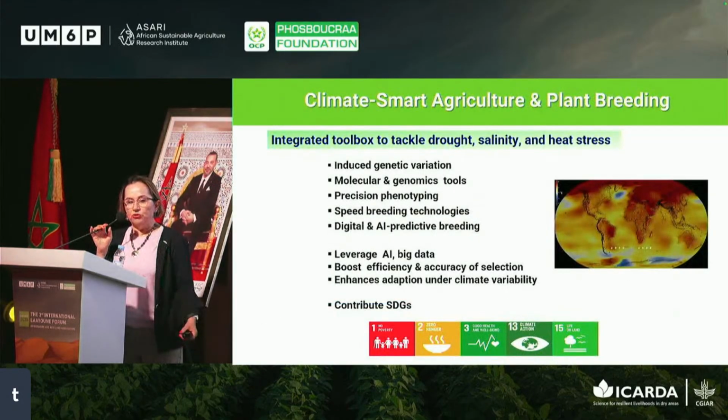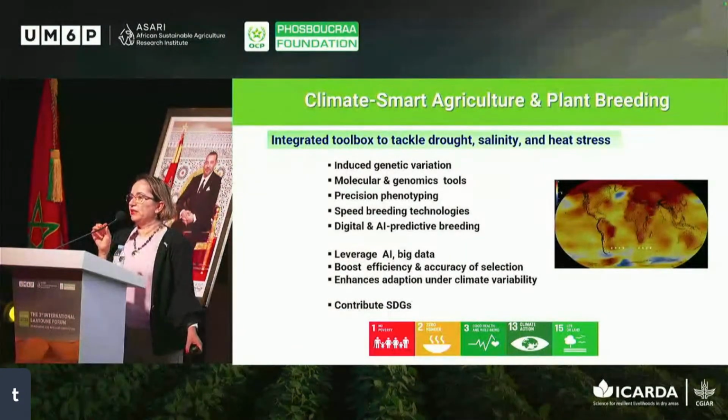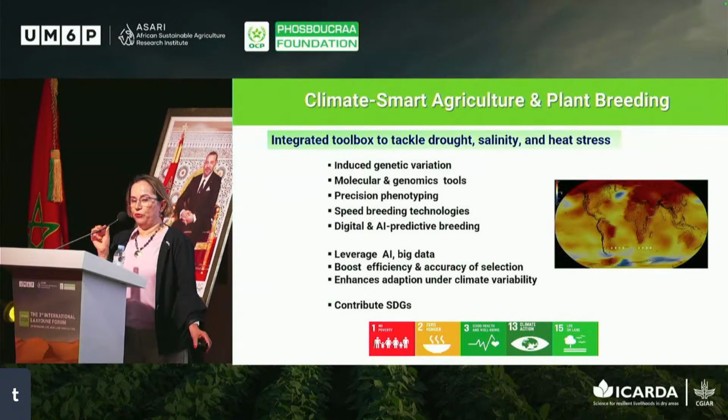worldwide. So I will continue with the climate smart agricultural plant breeding methodologies which can be applied. It could be a good tool in our plant breeding programs to solve this problem from our plant breeding part of the project. So induced genetic variation is one of the very important tools. As the International Atomic Energy Agency, we are promoting this technology to create new genetic variability which is not existing in germplasm.